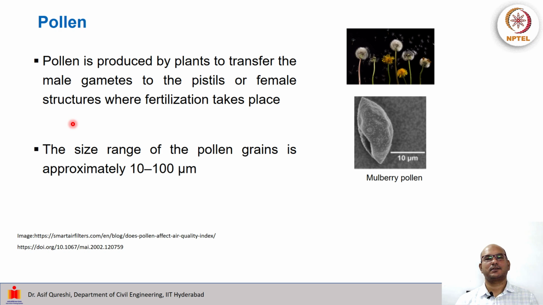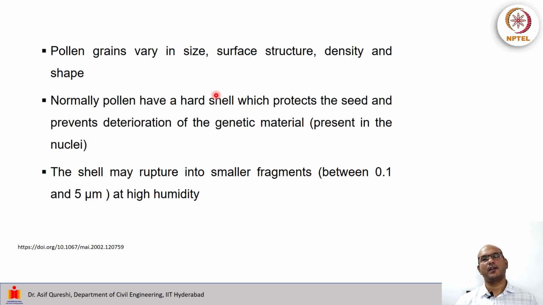Then we have the pollens, which are generally produced by plants and then transferred as male gametes to the pistils or female structures where fertilization takes place. So they are emitted and generally try to find a receptor. The size range of the pollen grains is approximately 10 to 100 micrometers. These pollen grains vary in size, surface structure, densities, and their shapes as well.